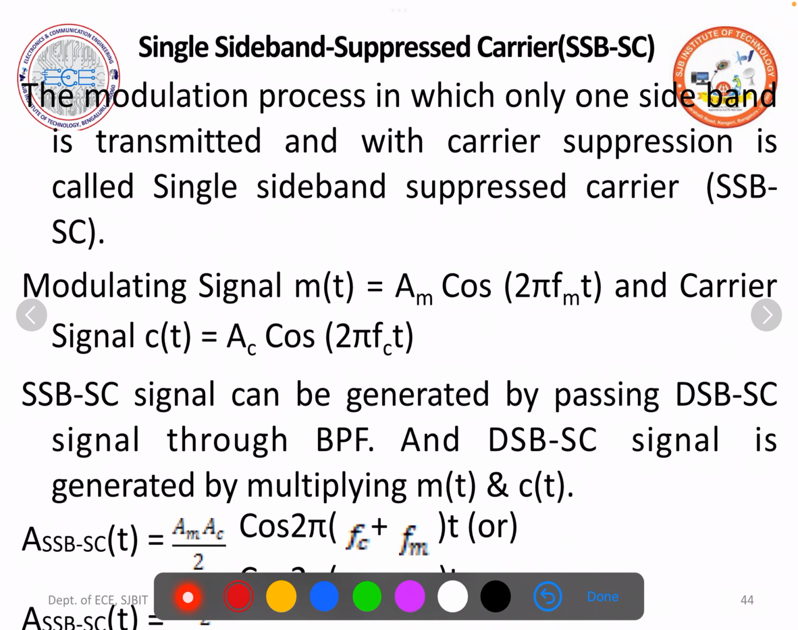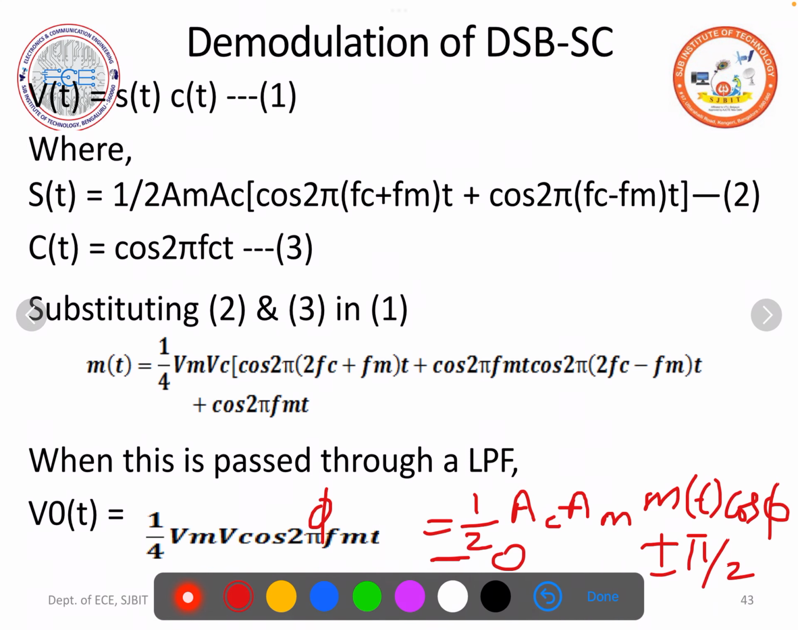Next we will be discussing SSB, which addresses the drawback of DSBSC. DSBSC transmits two sidebands which carry equal power and the same information, so double the bandwidth is used. In order to overcome this drawback, we use single sideband suppressed carrier, where only one sideband is passed on and the other is filtered off. That I'll take up in the next video.